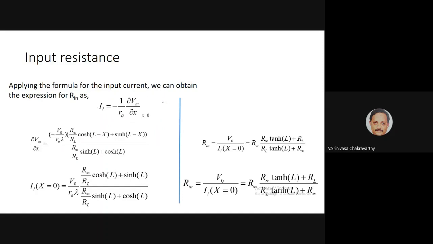Now we need to find out the input resistance. That's something we've been doing for all cases. So here, how does it work? Input resistance is nothing but V naught by I naught, at x equal to 0. How do you find this out? I_i is equal to minus 1 by Ra times dou V by dou x. V is a big expression now. Differentiate that, it's not a big problem. You have again Ra lambda, which is R infinity. You plug that in and reduce the expressions a little bit, and you get this. So Rin is equal to R infinity times (R infinity tanh L plus RL) by (RL tanh L plus R infinity).